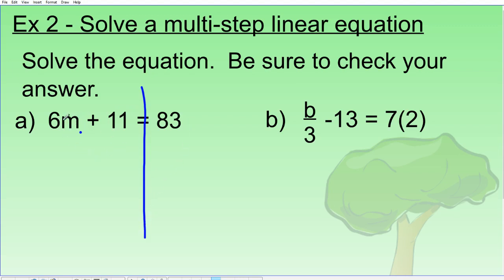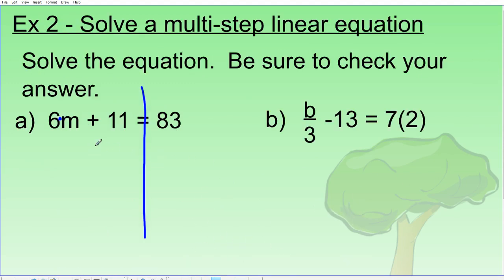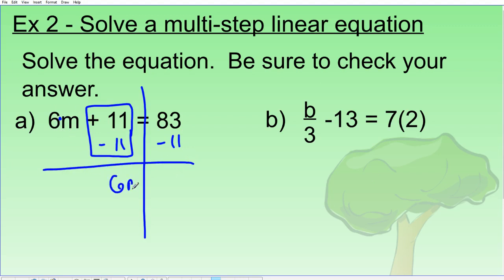In step 4 here, I have 2 pieces. I have a multiply by 6 or a plus 11. Which of those would you get rid of first? Well, according to our rules, we get rid of the add and subtract before multiply and divide. So, to get rid of this plus 11 first, I'm going to subtract 11 on both sides. When you do that, this 6m still comes along for the ride. He's still there. But over here, 83 minus 11 is 72.